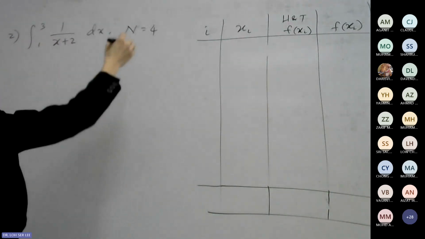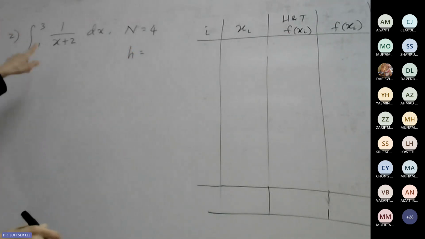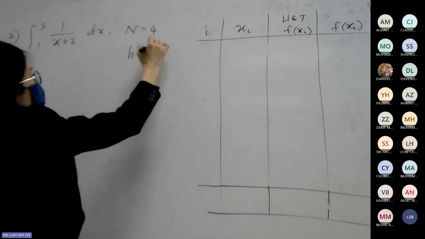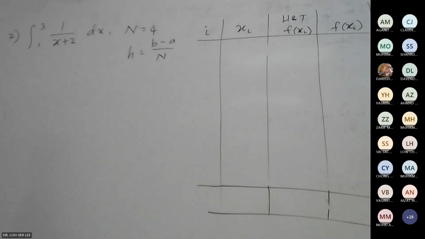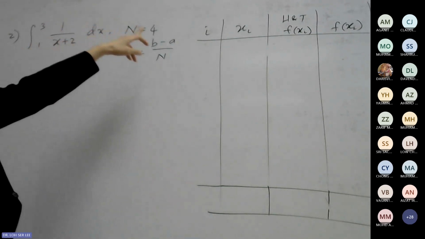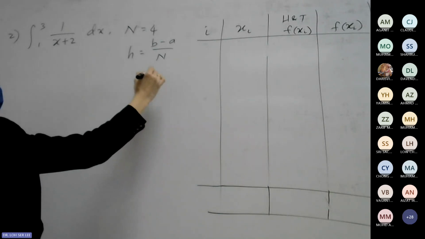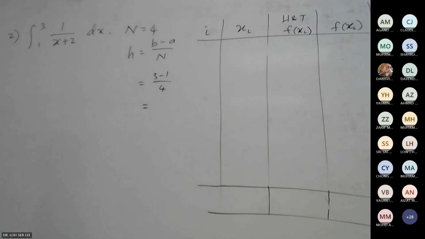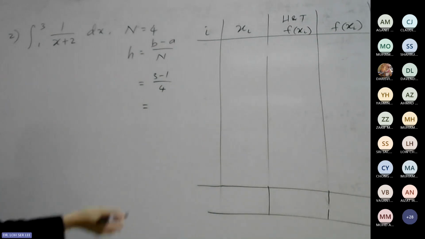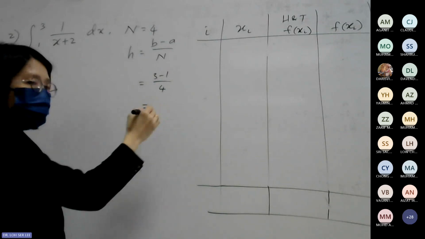How to get h? This is a, this is b. So b minus a divided by n. We want to know the distance between these, and then divide by n, and we will know what is the h. So your h is 3 minus 1 over 4, which is 1 over 2.